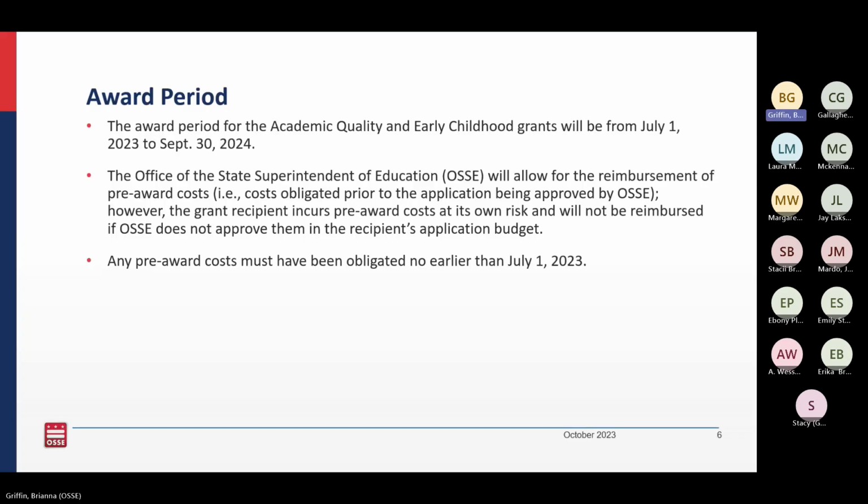All right, so FY24 grant details. The award period for these grants will be from July 1st, 2023 through September 30th of 2024. And OSSI will allow for reimbursement of pre-award costs, so meaning costs that were obligated prior to the application being approved by OSSI, as long as they were not prior to July 1st, 2023. However, you do incur those pre-award costs at your own risk, meaning you will not be reimbursed if they aren't eventually approved as part of your application budget. And again, any pre-award costs must have been obligated no earlier than July 1st, 2023.